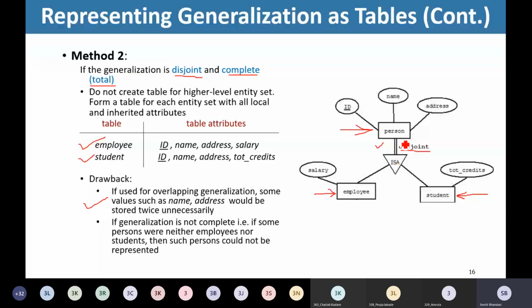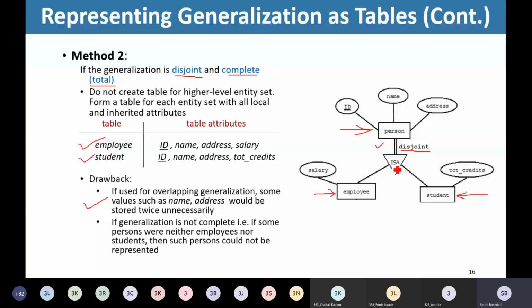If it is not total, that means there are a few persons who are not members of either employee or student, but still they are registered here as persons. So the entities are there in my person entity set, but they are not members of any of the lower level entity sets, employee or student. And that is why it is not complete generalization.